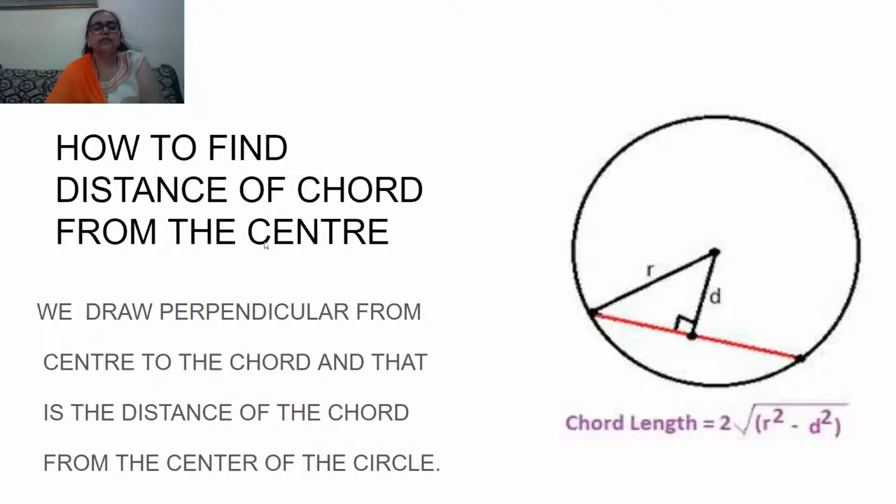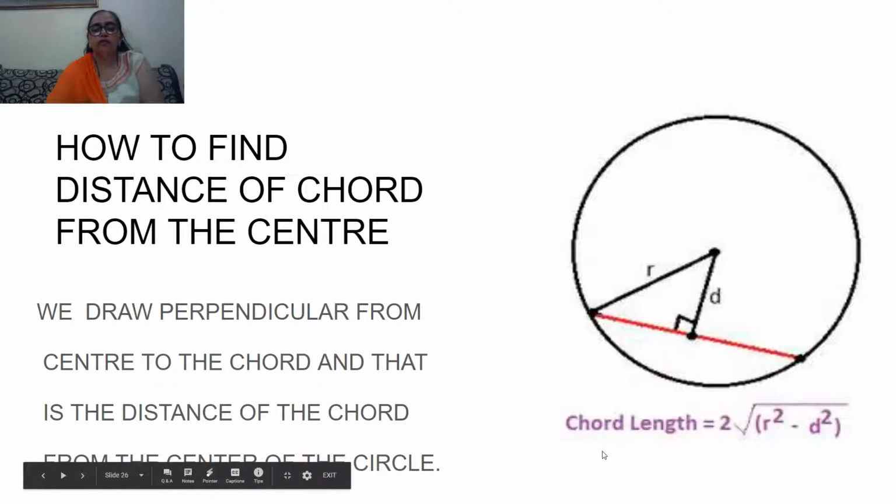How do we find the distance of a chord from the center of the circle? When a chord is given, we draw a perpendicular from the center to the chord, which is the distance of the chord of the circle from the center. We can find the chord length is equal to 2 times the root of r square minus d square using Pythagoras theorem.